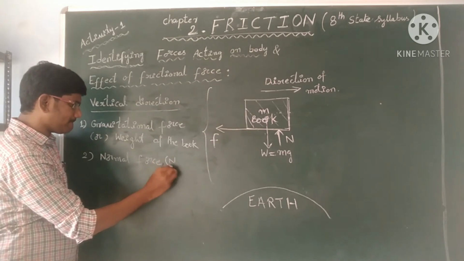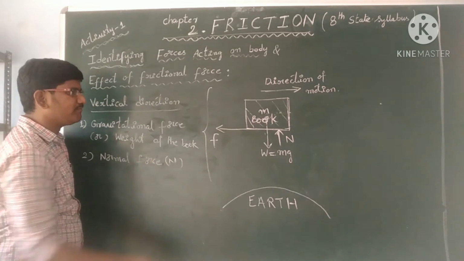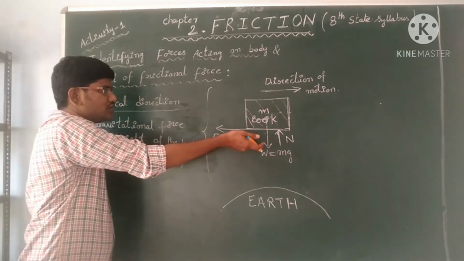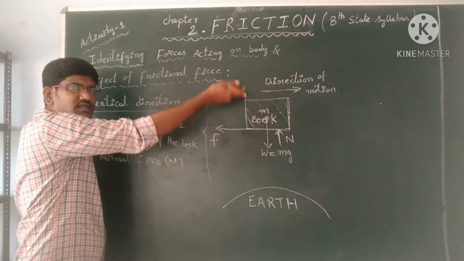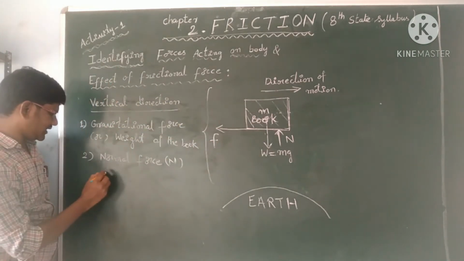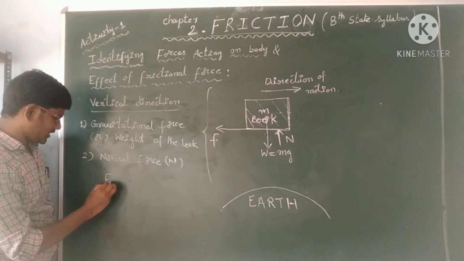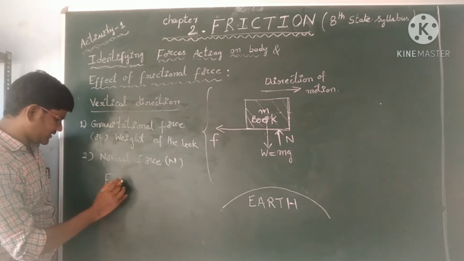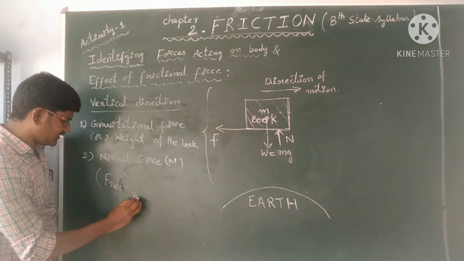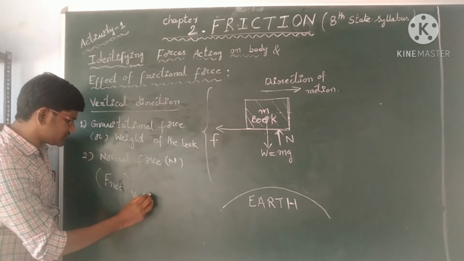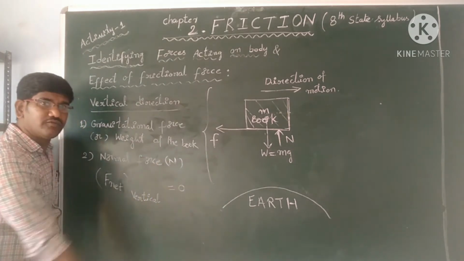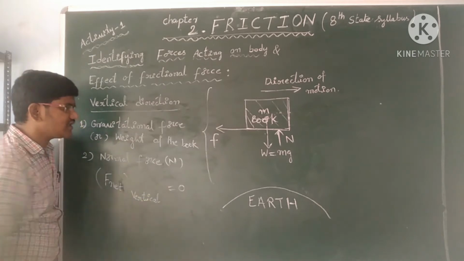So that is N. And see children, in the vertical direction the book is not in motion. It's not moving up or down. It is in vertical equilibrium. So the net force in the vertical direction, we can call F net, is 0.